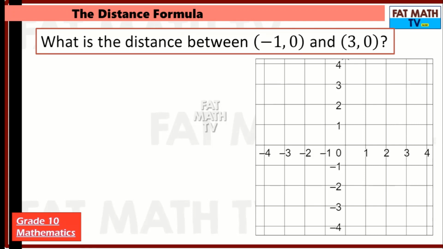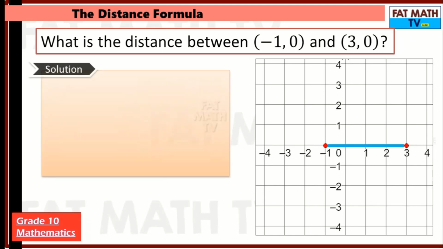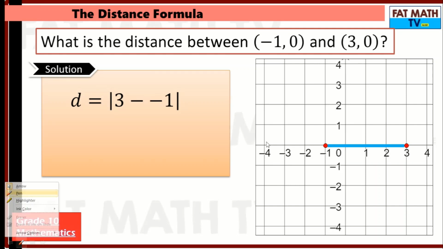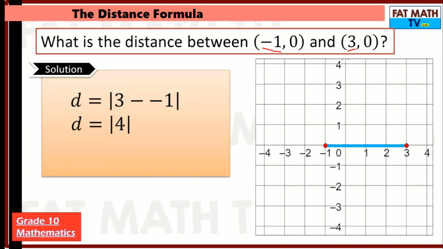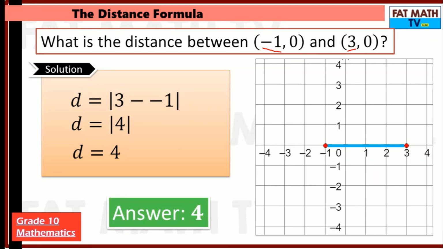Okay, what is the distance between (-1, 0) and (3, 0)? Just subtract the x values and take the absolute value. So we have 3 minus -1 since the y values are the same. 3 minus -1 is positive 4, and the absolute value of positive 4 is 4. So these 2 points, (-1, 0) and (3, 0), are 4 units away from each other. So the distance is 4.